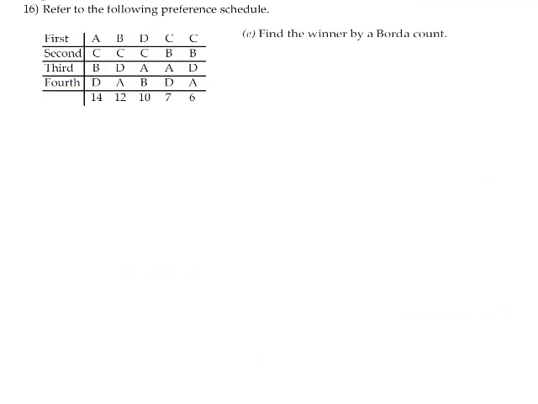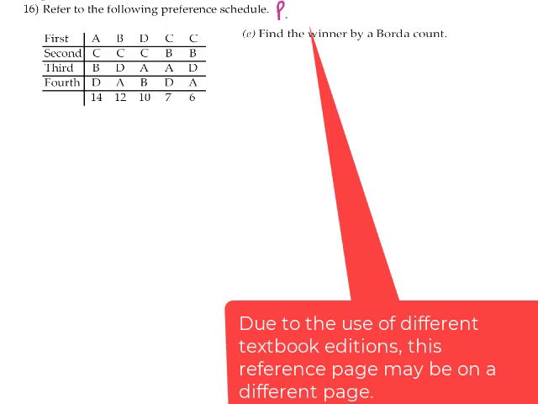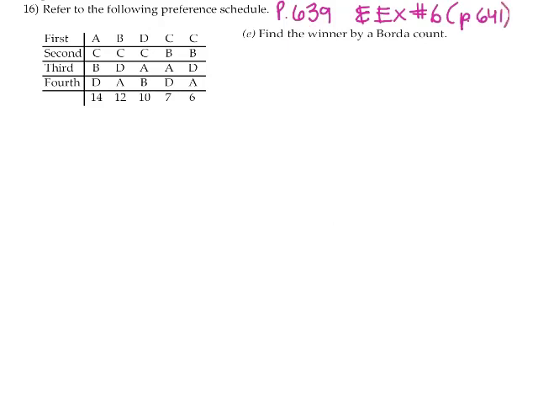Okay, for 16E, we are told to find the winner by a Borda count. So a Borda count is a different method. You can refer to page 639 and example number 6 on page 641. So from here, with the Borda count, you assign points to each ranking. For instance, the lowest ranking here is 4th place, so any candidates in 4th place will receive 1 point. 3rd place will be 2 points. 2nd place will be given 3 points, and 1st place will be given 4 points.